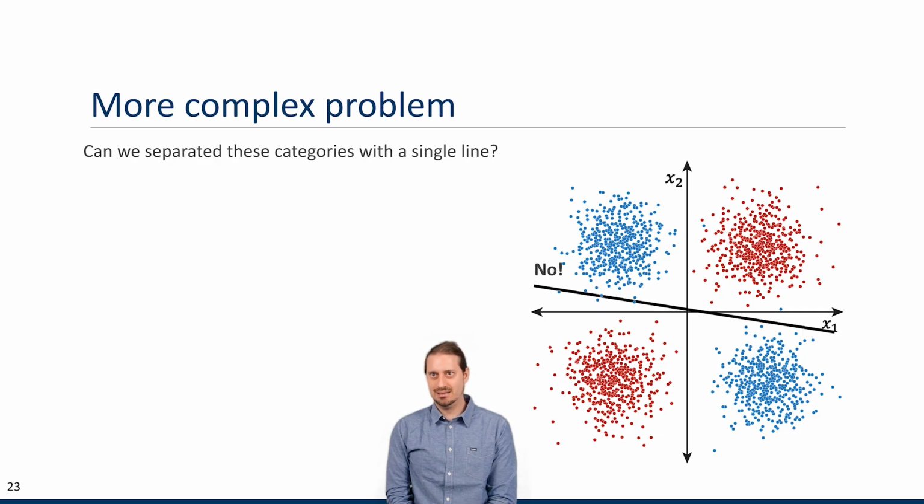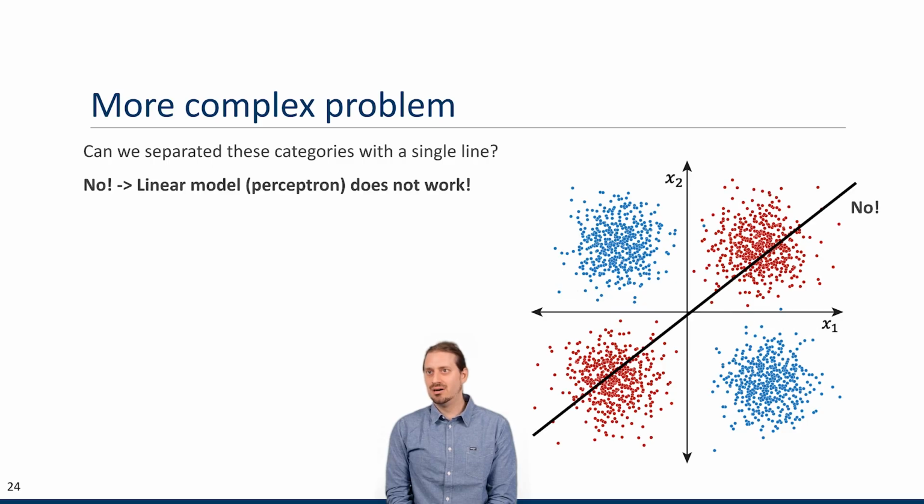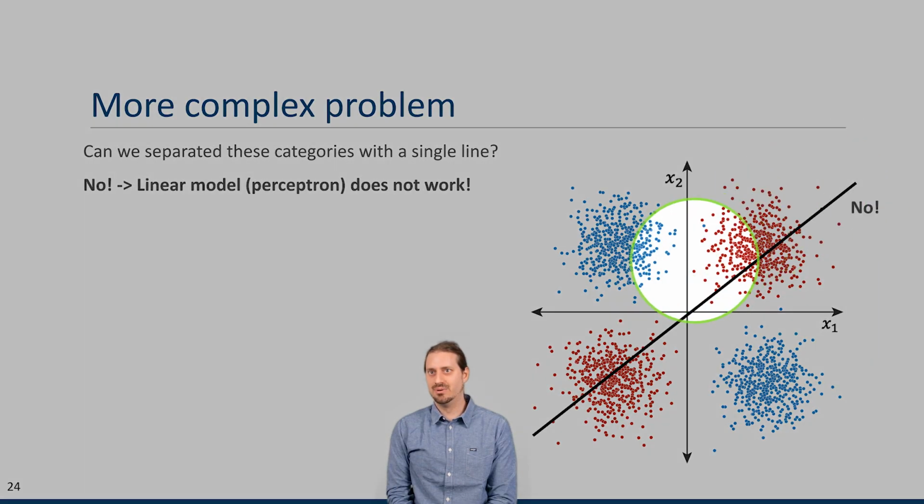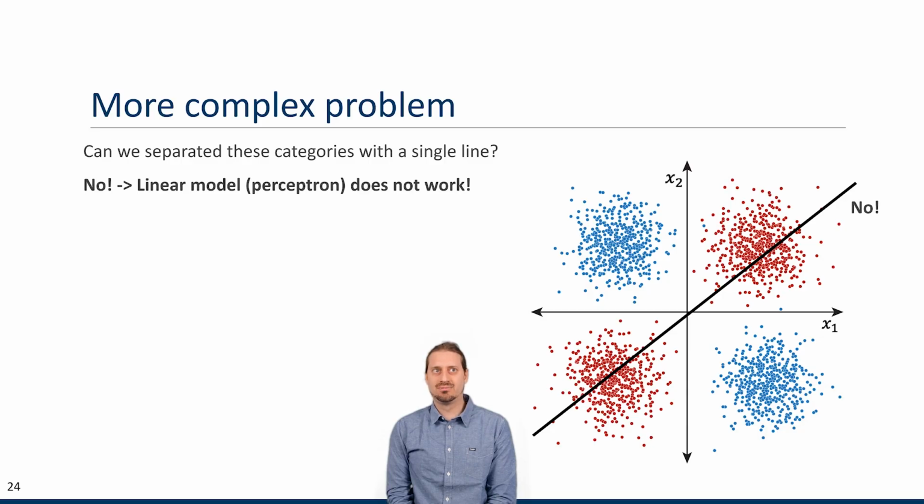Can we put in a line like this that separates all the categories, or a line like this? I mean, the clear answer is no. The way these classes are positioned, we cannot separate them all with a single line. You can maybe go through a few more lines in your head, but you will clearly see that it's not possible to do this with a single line. We will always have points of both categories on the two sides of the line. So for this more complex problem, the simple linear model, the perceptron that we just discussed, does not work anymore.